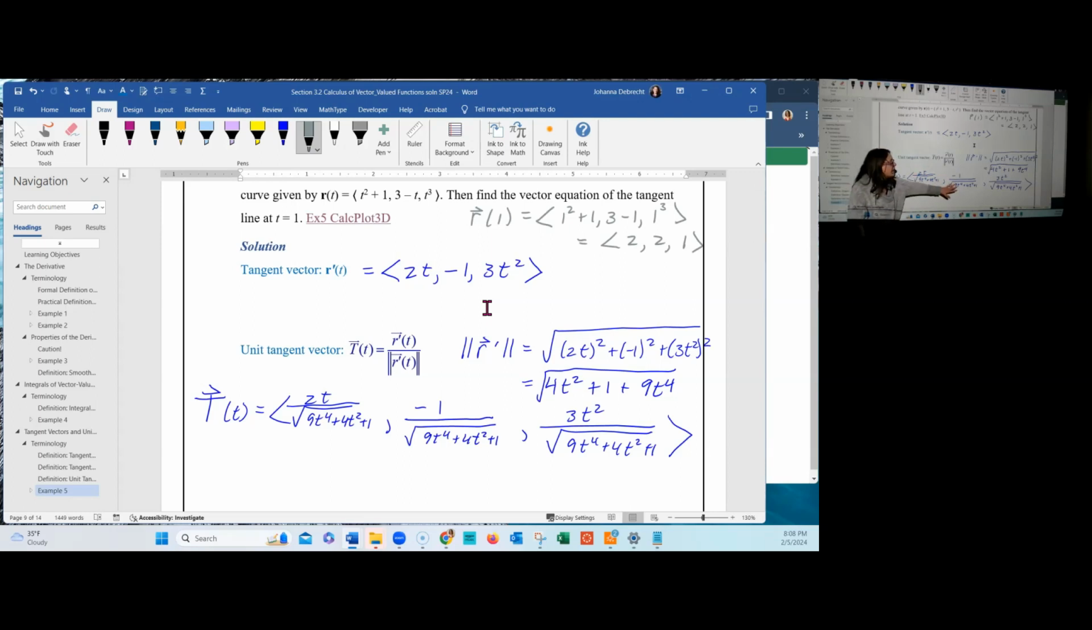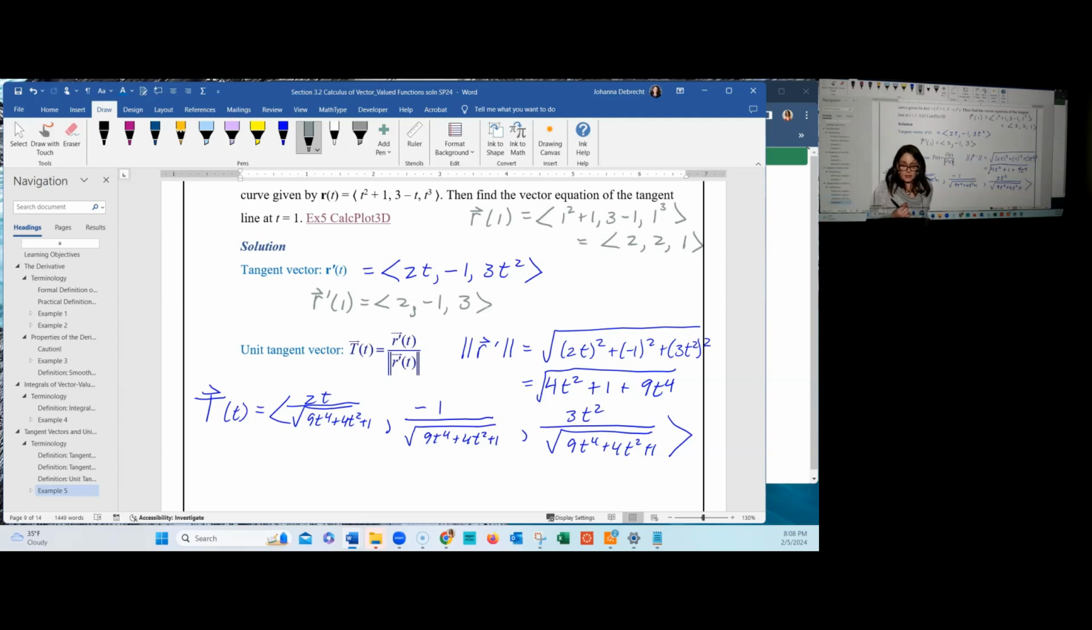You can use either the tangent vector or the unit tangent vector to represent your point. It could be either one. Now, obviously, the unit tangent vector is more complicated. So in this case, I would probably just use the tangent vector. But I want the tangent vector specifically when t is equal to 1. So I'm going to come up here and find r prime of 1, which is going to give me 2, -1, and 3 as a vector direction. All right, so this is my direction.